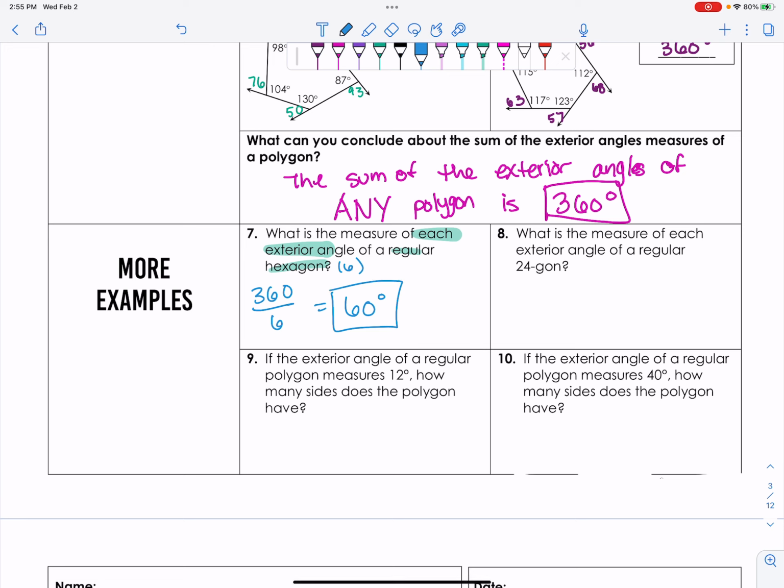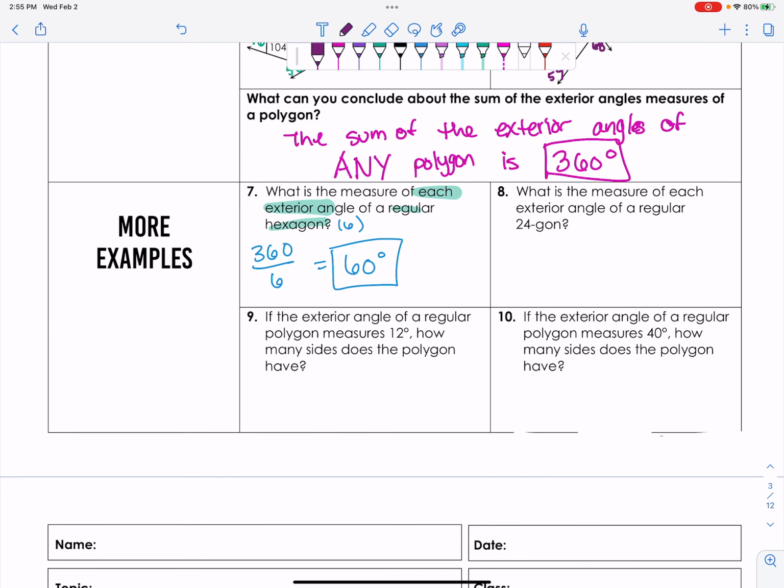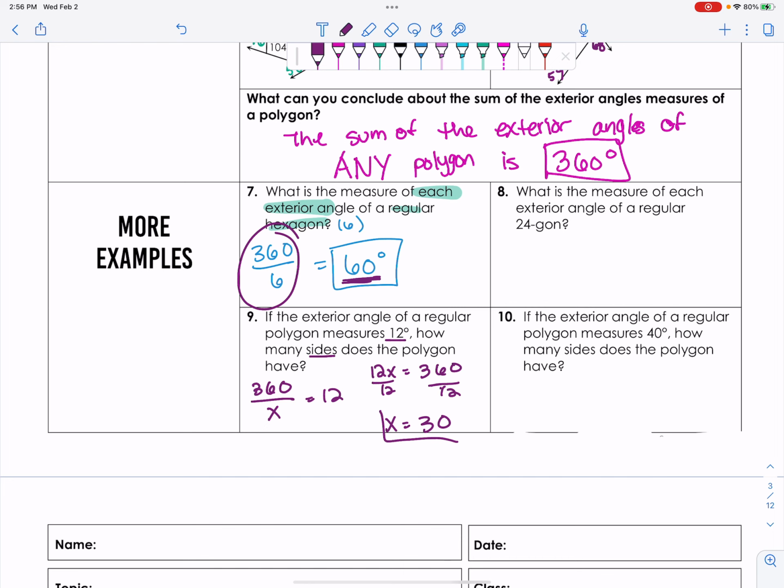So let's take this into a different type of question and look at number 9. If the exterior angles of a regular polygon measure 12 degrees, how many sides does the polygon have? So we're going to plug it into what I did right here, except now I know what my individual angle is. So we have 360 total degrees over x, I don't know how many sides, that's my x, and we're going to set that equal to 12 because that's how much each exterior angle is according to our problem. We can cross multiply. 12x is equal to 360. Divide by 12, and x is going to equal 30 sides.